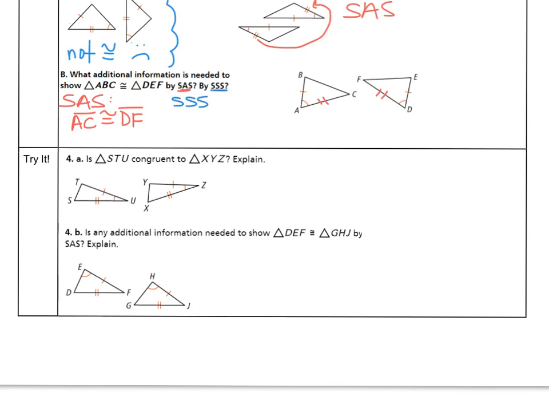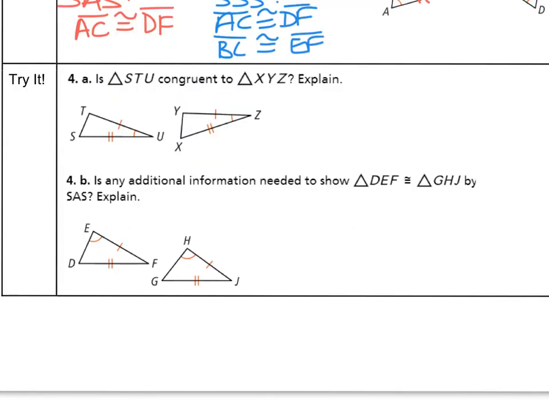So if we want SSS, that means all 3 sides have to match up. And again, so far we only know BA and DE. So we also would need AC and DF, just like the last one. But then we'd need BC at the top and EF at the top. So we would need to know that piece of information as well. If we were given those 2 pieces of information along with what's already marked, the 2 triangles would be congruent because of SSS.